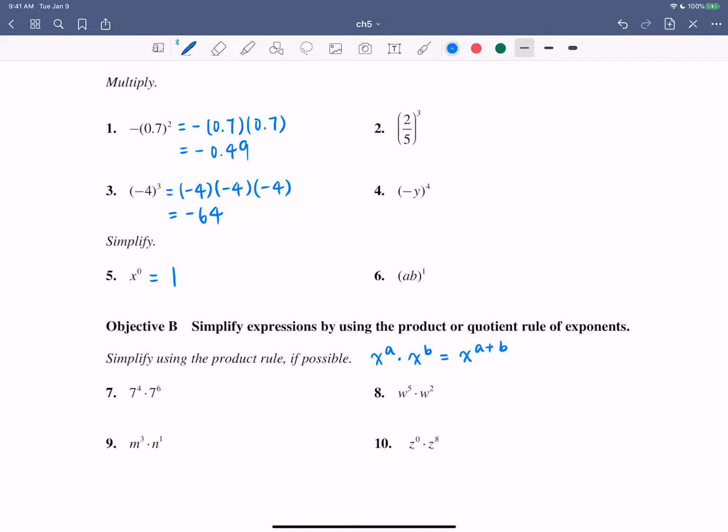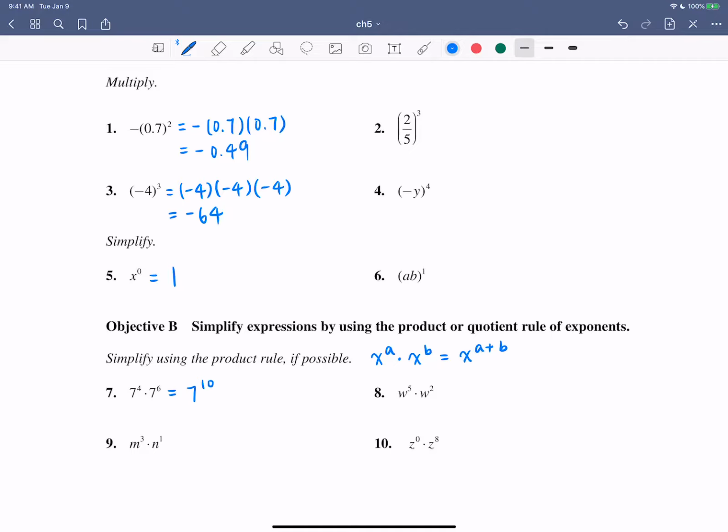Therefore, for the first one, 7 to the 4th times 7 to the 6th, we simply add the exponents and keep the base. And that will give you 7 to the 10th. On your exam, if you have a problem like this and you have to simplify exponents, you don't have to write down the actual value. This is sufficient.